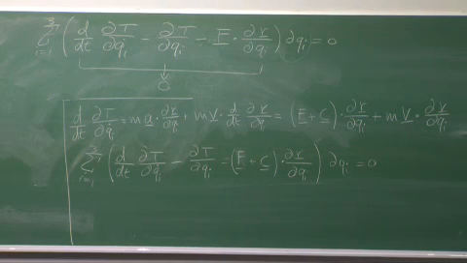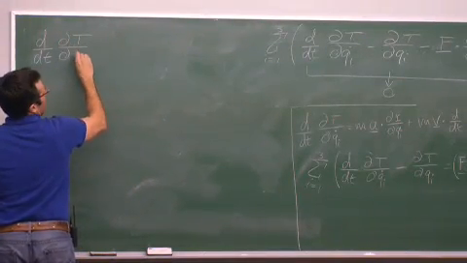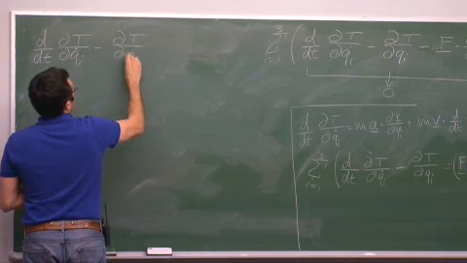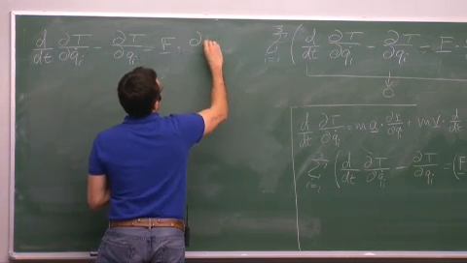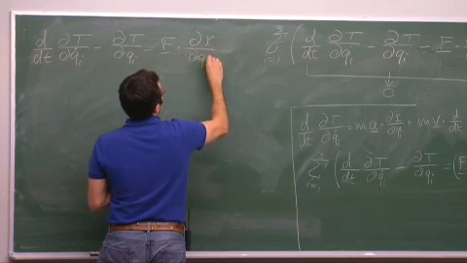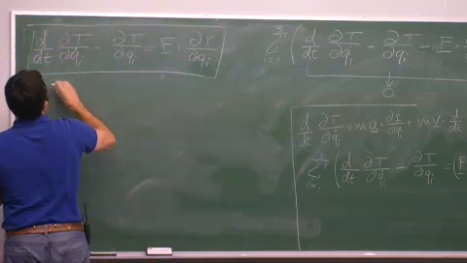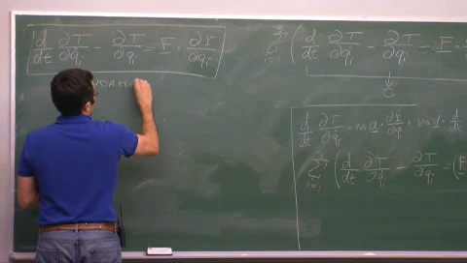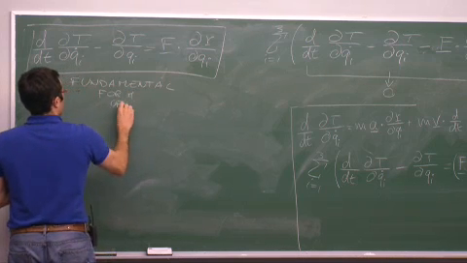I can write that I have the almost final result: d dt of the partial of the kinetic energy with respect to qi dot, minus the partial with respect to qi, is equal to f dotted with the partial of r with respect to qi. That's it. I think your book calls this the fundamental form of Lagrange's equations.